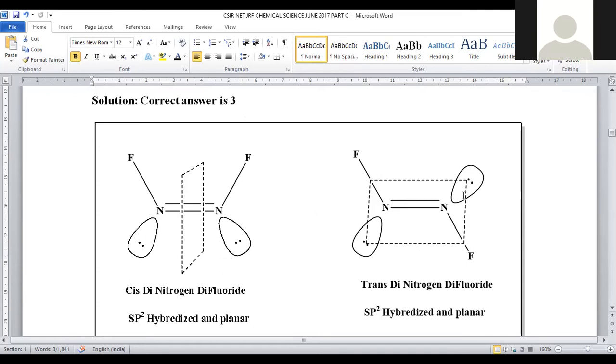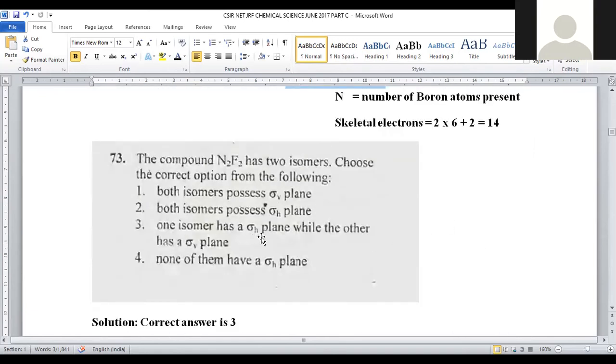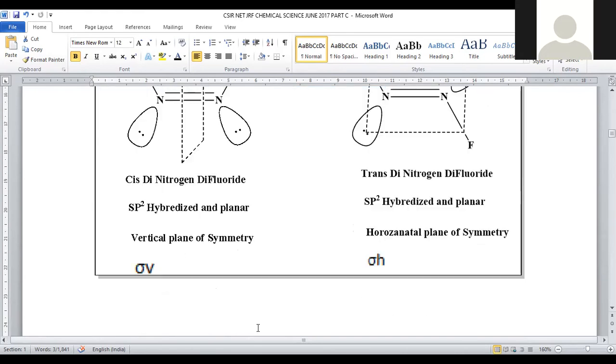So the vertical plane is one kind, the horizontal plane is another kind. Cis dinitrogen difluoride is accompanied by a vertical plane. Trans dinitrogen difluoride is accompanied by a horizontal plane. Hence, isomer 1 has a horizontal plane and isomer 2 will have a vertical plane. So option number 3 is the right answer for question number 73.